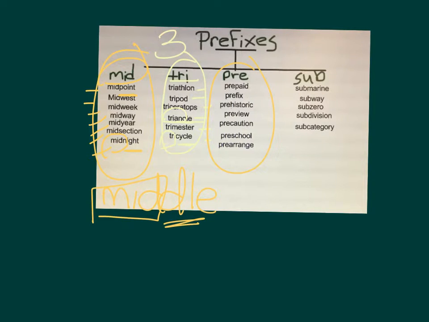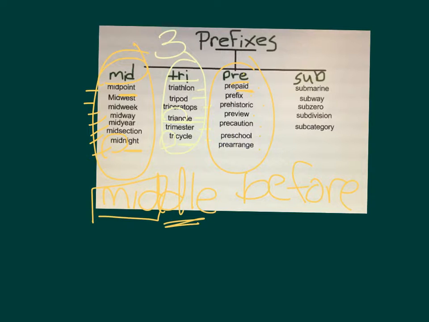Our next category has the prefix pre. Pre means before. So whatever the base word is, pre changes it to mean you do it before. So we have prepaid, prefix, prehistoric, preview, precaution, preschool, and prearrange. So let's look at prepaid. My base word is paid. Pre at the beginning means to do before. So I paid for something before.